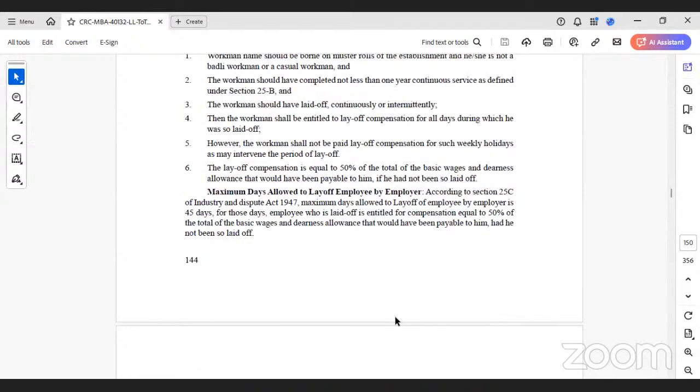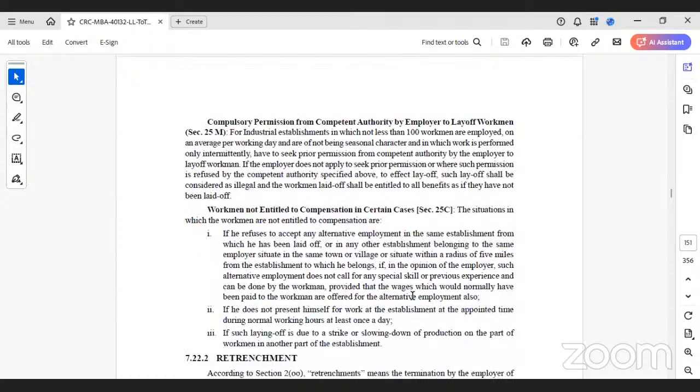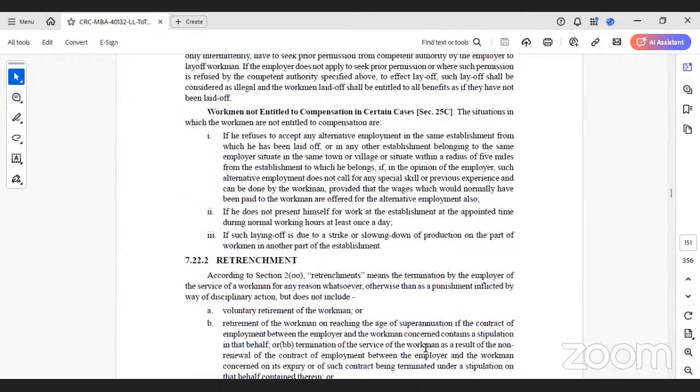And moreover, what do you mean by the minimum days allowed in layoff by the employer? According to section 25, 45 days is the minimum period for which the employee can be laid off, and he is entitled to a compensation equal to 50% of the total of his basic wages and DA. And the workmen are not entitled to compensation in certain cases. That is, if he refuses to accept any alternate employment, he is not entitled to compensation. If he does not present himself for work at the establishment at the appointed time, he will be denied the compensation. And if such laying off is due to a strike or slowing down of the production, he will not be paid any compensation.